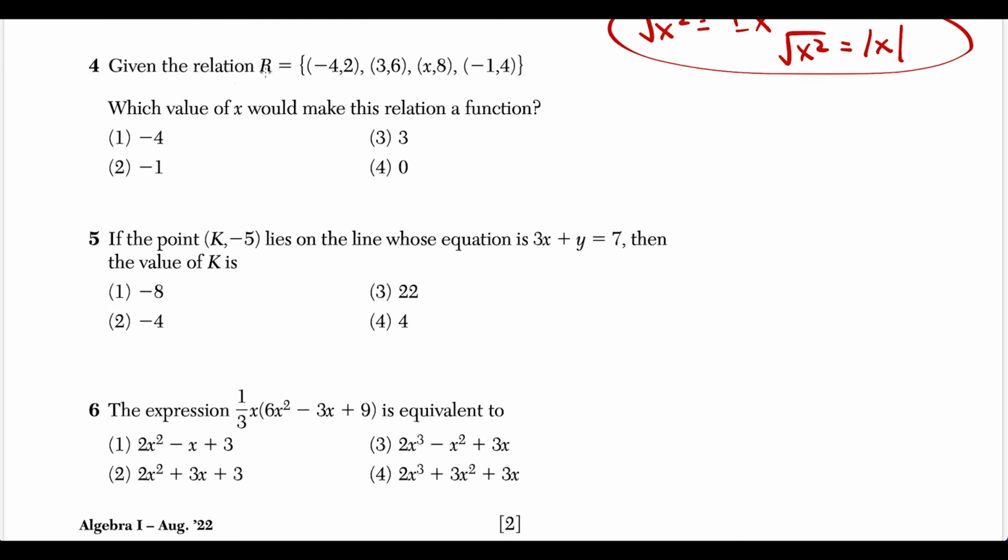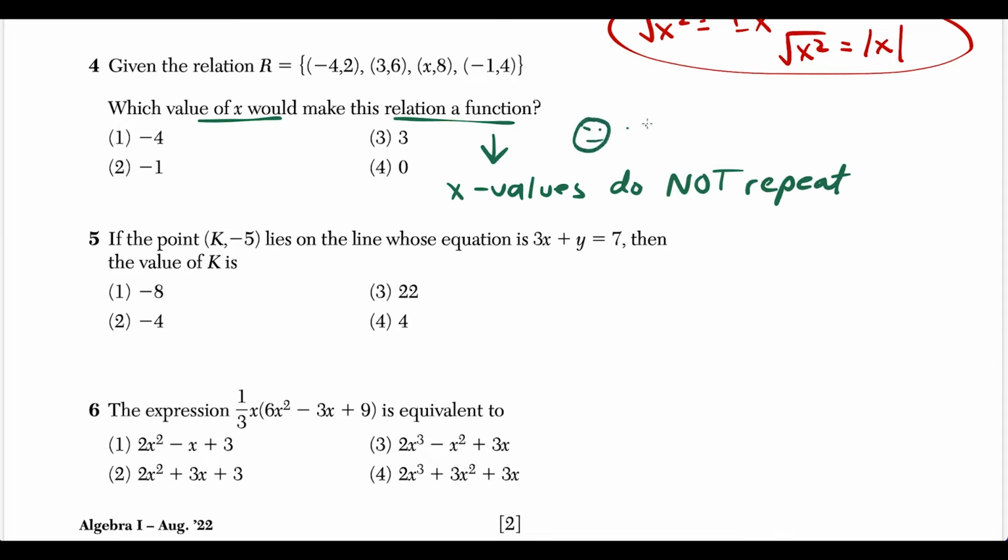Now for question 4, we have a relation r, and we want to know which value of x would make this relation a function. So right away, what I need to note here is that if we have a function, the x values do not repeat. Okay, so this is a massive idea. They do not repeat. So when I think my way through this, and I look at the x values that are already here, what I tell myself is that x is not the x values that are already there. And we already have negative 4 as one x value. We have 3, and we have negative 1 showing up.